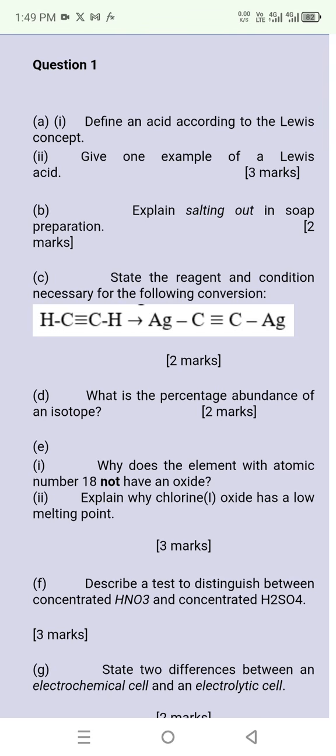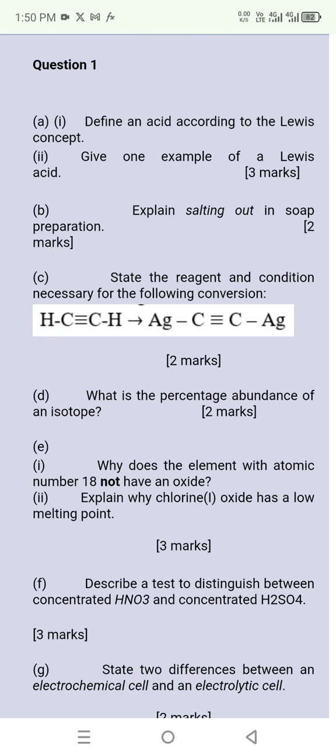The C option: State the reagent and condition necessary for the following conversions. Look at that conversion. That's ethyl, giving us Ag to C. So silver is the one replacing hydrogen there. You see what type of reaction that is? 2 marks. What is the percentage abundance of an isotope?